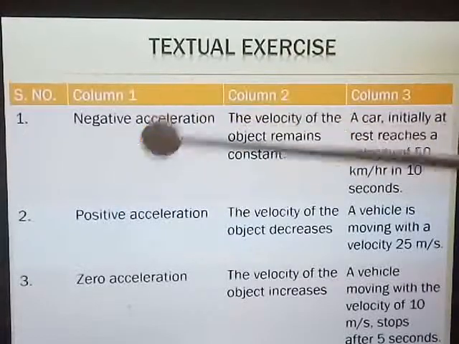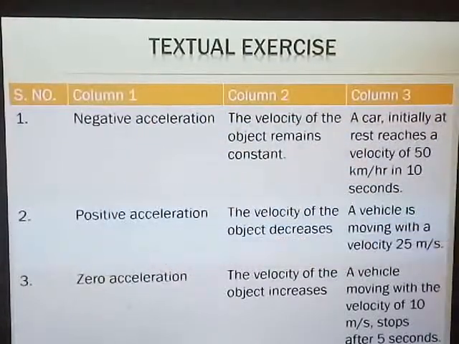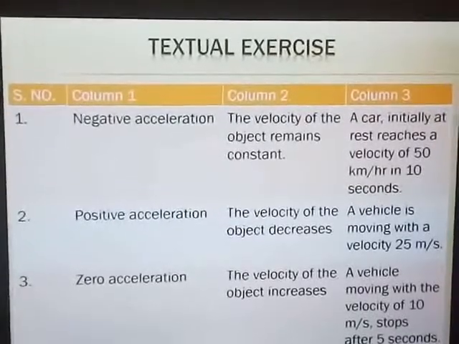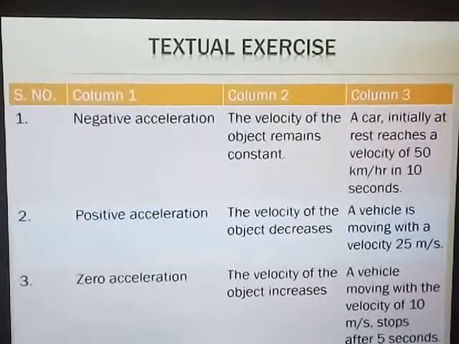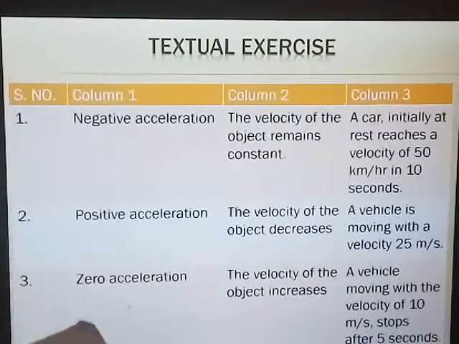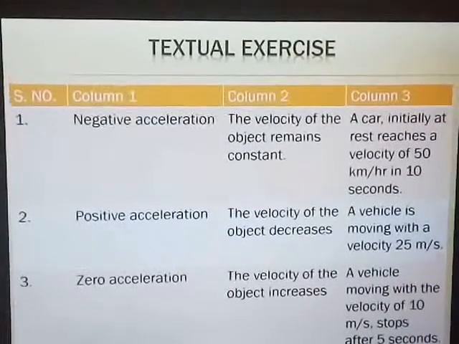Negative acceleration, positive acceleration and zero acceleration. When I had taught you the topic acceleration, I had taught you all the 3 types of acceleration. What happens in positive acceleration? The velocity of the body increases. In negative acceleration, the velocity of the body decreases. Whereas in zero acceleration, what do you mean by zero acceleration? If the velocity of the object does not change with time, it has zero acceleration.